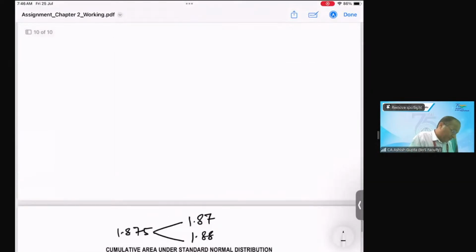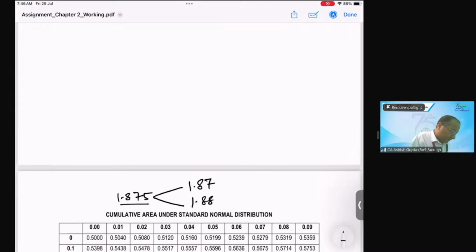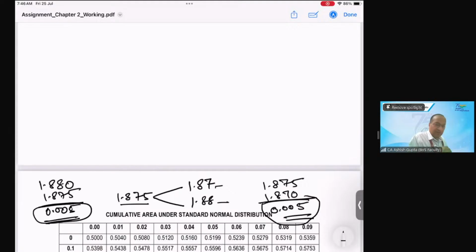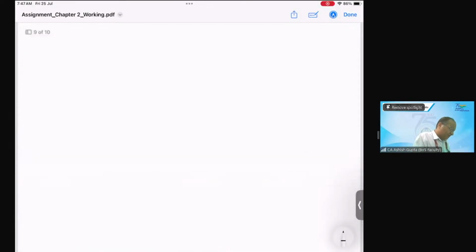Now I have to find out this value. These two values are with me, and I need the value in between. So I have to make an adjustment of 0.005 from 1.87. I select 1.880 minus 1.875, and I need the adjustment for this value. So we will use the interpolation method here. How can we compute it? Let us go back to the solution.